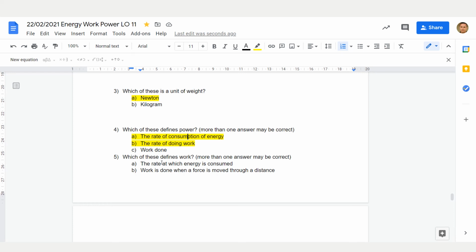So in question 5, which of these defines work? This says the rate. No, that can't be right. The rate at which energy is consumed is power. That's not right. So that is work. Work is done when a force is moved through a distance, because work is force times distance.